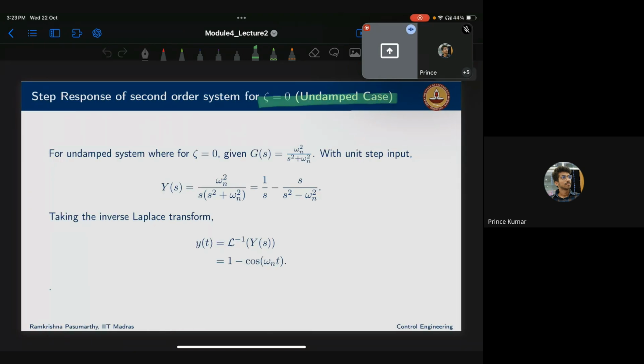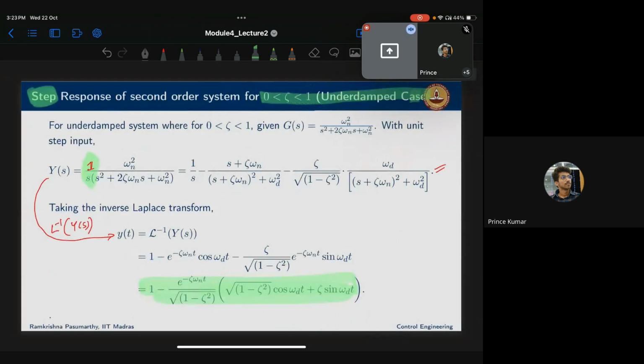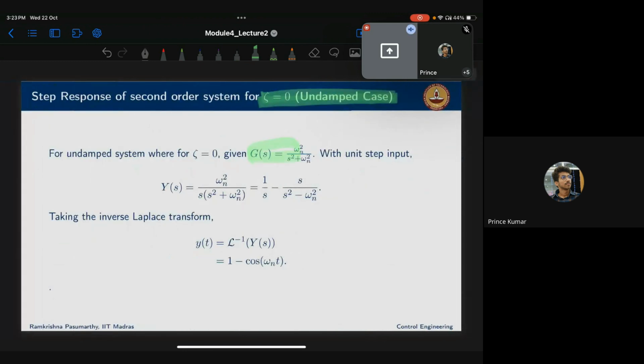Similarly, when you don't have the damping at all, that means in the first equation here, substitute zeta is equal to 0. So the second term becomes 0. When the second term becomes 0, you are left with this. So again, you are multiplying with 1 by s, because you are dealing with a step input. Now divide that into partial fractions and take the inverse Laplace. What do we get? For 1 by s, that is 1, and for this, that is cos omega n t.